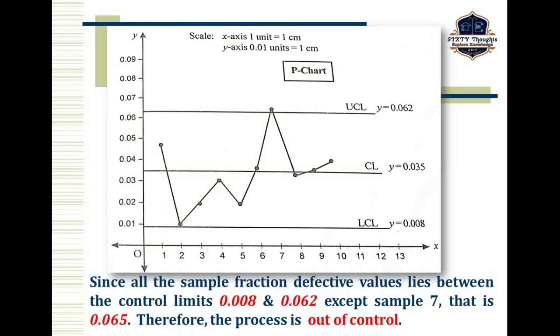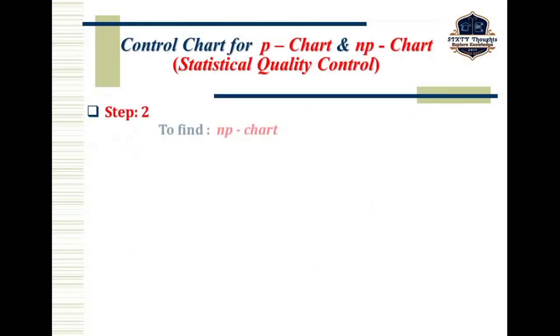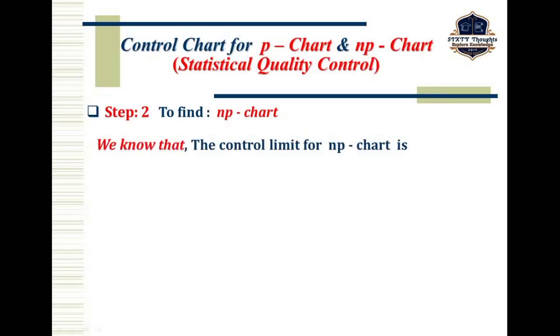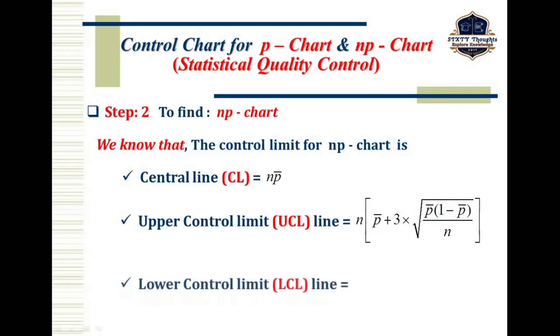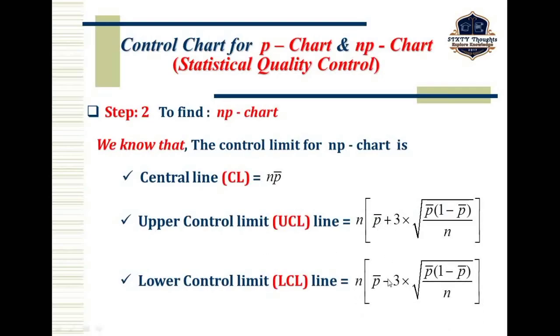Now I am going to find the NP chart. So for step number 2, to find the NP chart, first we write the NP chart formula clearly. We know that the control limit for the NP chart is: central line equals N P bar. What is the P chart? Just P bar. Whatever we studied in the P chart formula, you just multiply that formula by N. Then we get the NP chart formula. Second, the upper control limit line, that is N into the P chart upper control limit formula, right? So N into P bar plus 3 into square root of P bar into 1 minus P bar by N. The lower control limit line is N into the same formula, here we get minus, remaining terms the same.